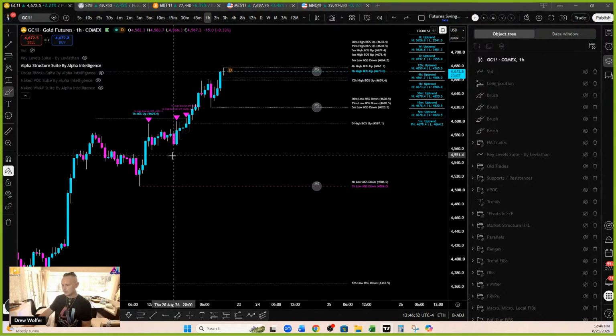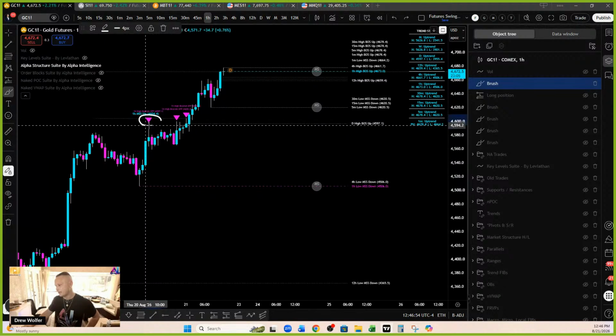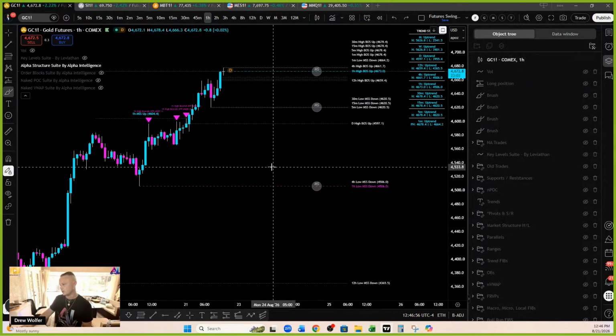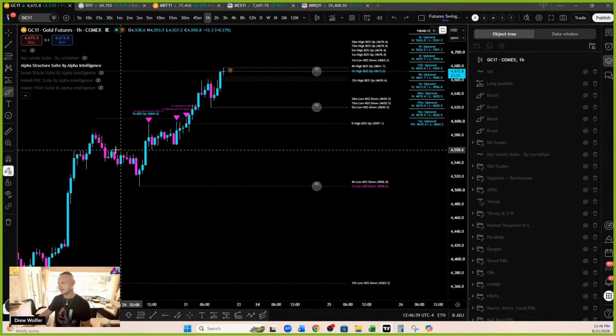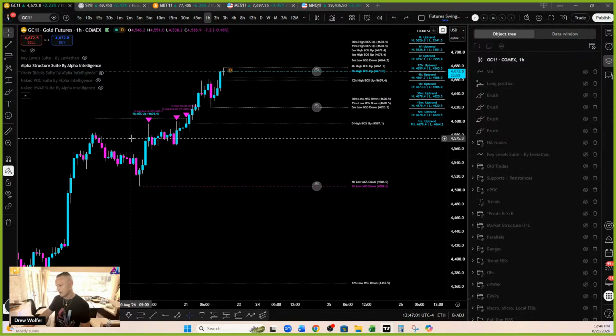Now, the swing failure patterns happen, and this is a really good signal of reversals, but there has to be context on that swing failure pattern, okay?